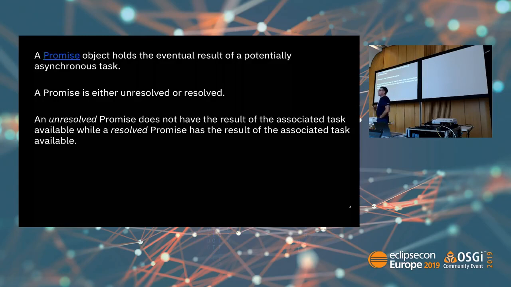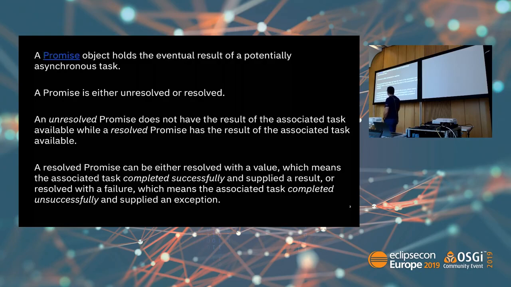The unresolved promise doesn't have any results. At this point, it's just an object waiting. But a resolved promise has the result. That result can be either a successful completion, in which case you have a value that you were waiting for, or it could be an unsuccessful completion, which means that the promise holds the exception, indicating what went wrong. So this object nicely captures both the result or the failure of a task in one object. When you call a method that returns a promise, you will never get an exception back from that method. You will get back a promise with the failure inside the promise.